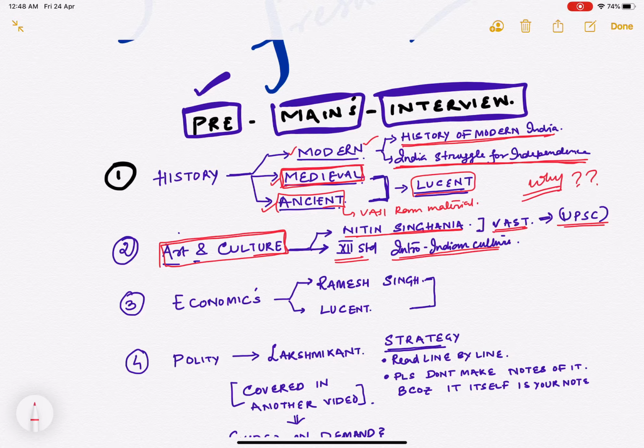Next, with respect to economics, I would say that there are again two books, Ramesh Singh and Lucent. Most of you will follow Lucent, I'm 100% sure, because Lucent is very easy. Sir, it's a very thin book. Ramesh Singh is a very thick book.